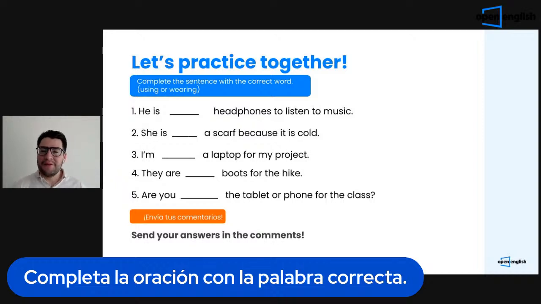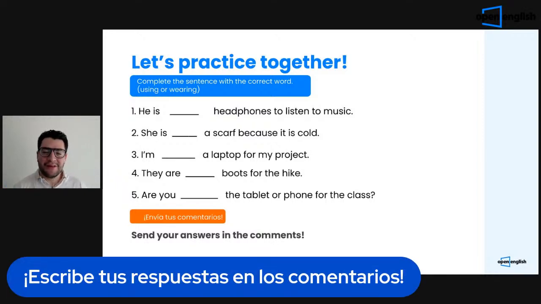All right. So manden sus respuestas en los comentarios. ¿Cuál creen que sean las palabras correctas? Using or wearing? Okay. Gonzalo says, I'm wearing a yellow shirt and t-shirt. Fantastic. Thank you, Gonzalo. Okay, and number 1, we have the first answer with Joy. He is using headphones to listen to music. Yeah, great. Very good, Annie. Using. So number 1, he is using headphones to listen to music.